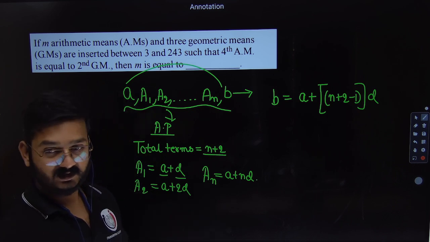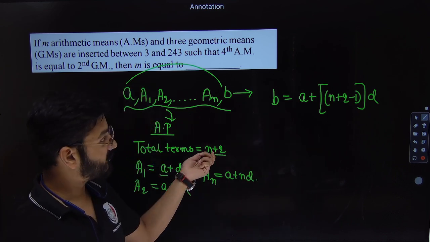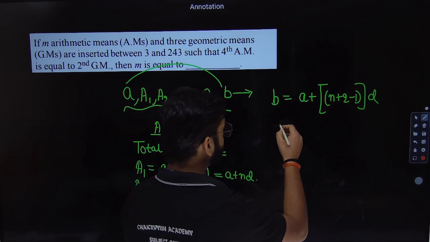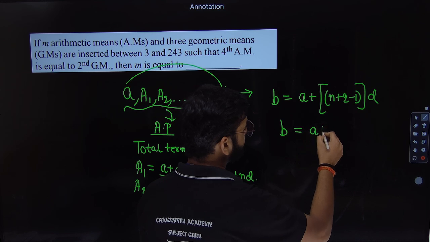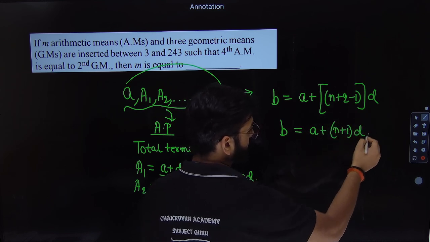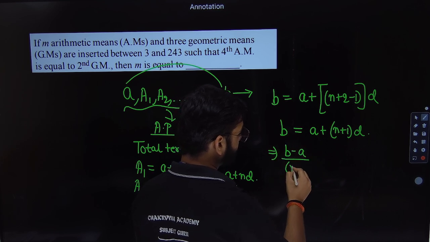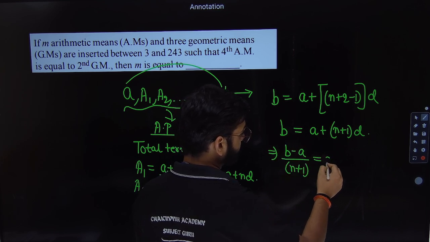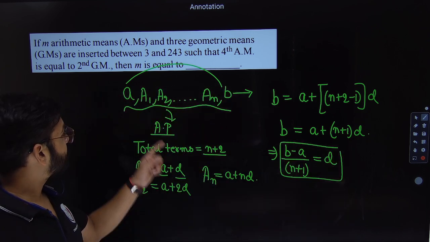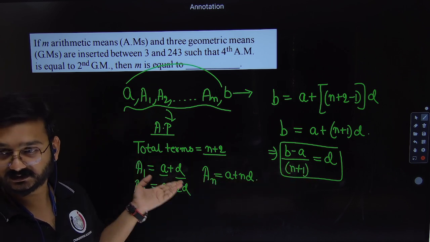Any confusion? N is the total number of terms in general, but here the total number of terms is n plus 2, so total number of terms minus 1. When you simplify this, B will be equal to how much? A plus n plus 1 into D. So shift the terms: D equals B minus A divided by n plus 1. This is the common difference. A is known to me, D I calculated. I can find everything, whatever they ask.